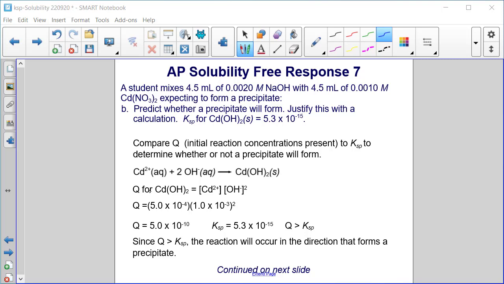So Q is the concentration of the cadmium ion times the concentration of the hydroxide ion squared. Right? Same as the Ksp, but using initial concentrations. So let's substitute those concentrations: 5.0 times 10 to the minus 4 times 1.0 times 10 to the minus 3 squared. Q is 5.0 times 10 to the minus 10. Ksp is given as 5.3 times 10 to the minus 15. Q is greater than Ksp, so the reaction will occur in the direction that forms a precipitate.